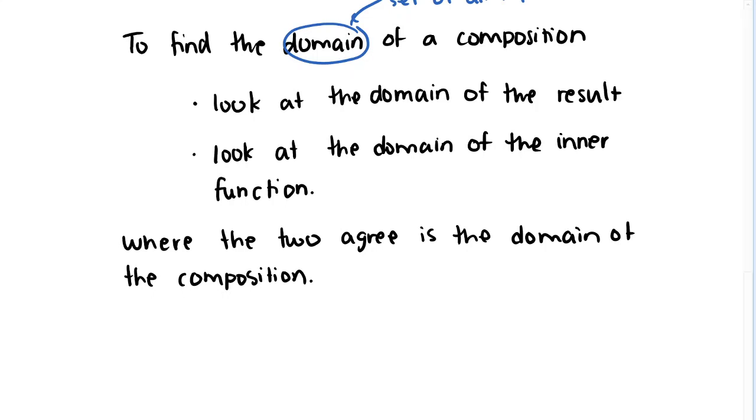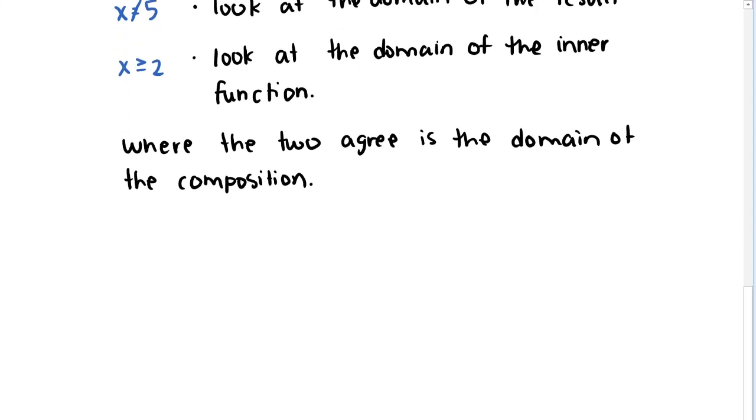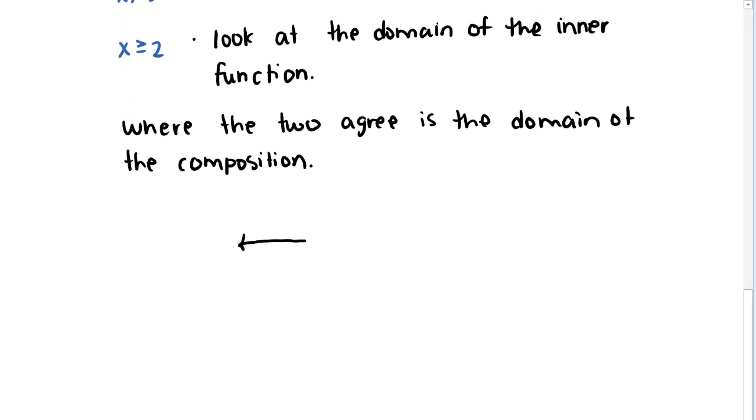Right, so earlier we said the domain of the result was any value that's not equal to 5. And we said that the domain of the inner function, well, that's x is greater than or equal to 2. And so pictorially, if I look at a number line, then here's an x value of 2, here's an x value of 5. So we're saying that 5 is not included in the domain, but anything greater than or equal to 2, as long as it's not equal to 5, is in the domain.